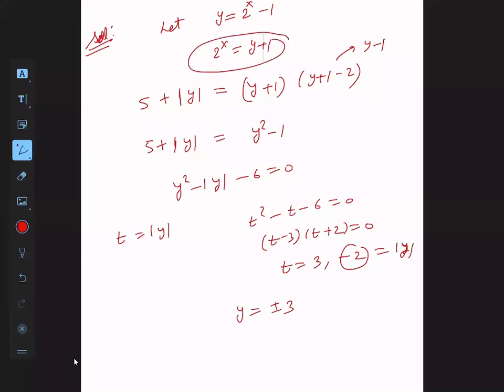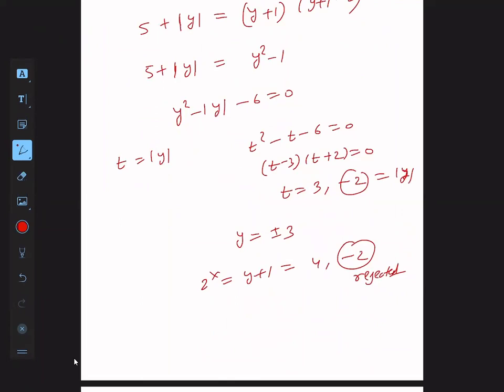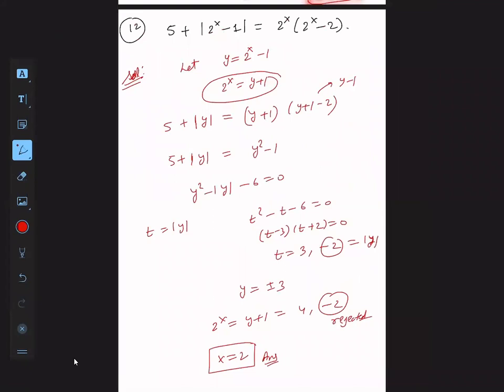So if you put these two values of y here, 2 to the power x is equal to y plus 1. So this is equal to 4 and minus 2. But it cannot be minus 2 because 2 to the power x cannot be negative. So 2 to the power x is equal to 4. So x is equal to 2. So only one value of x is satisfying the given equation.